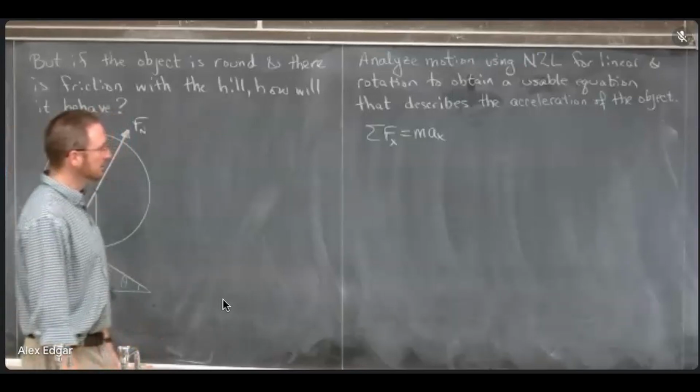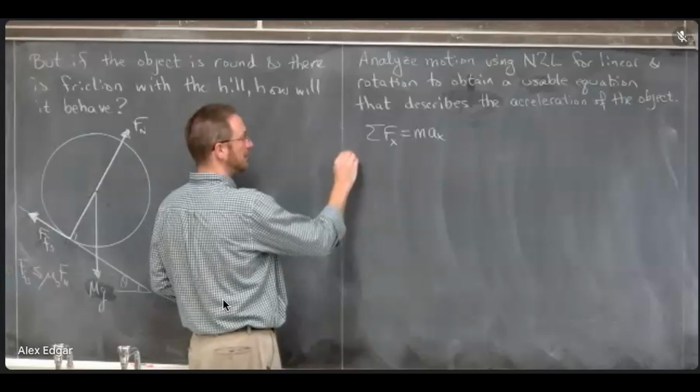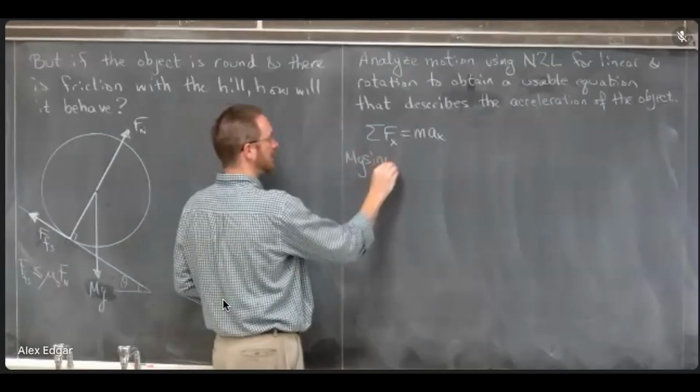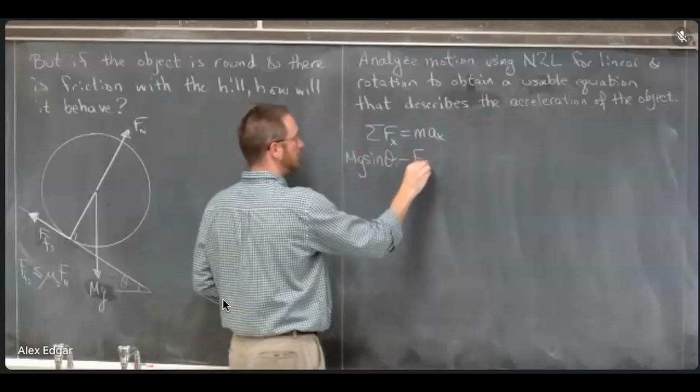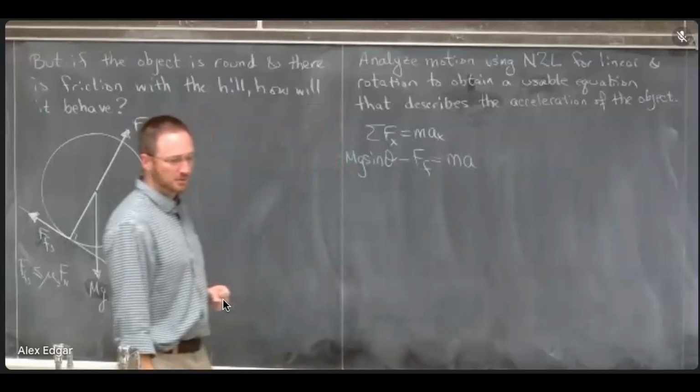So let's take a look at the forces in the x direction. The forces in the x direction are the sine piece of the weight that we call weight parallel, and static friction. So weight parallel, being mg sine theta, points down the hill, and we have static friction, which causes the mass to accelerate down the hill.